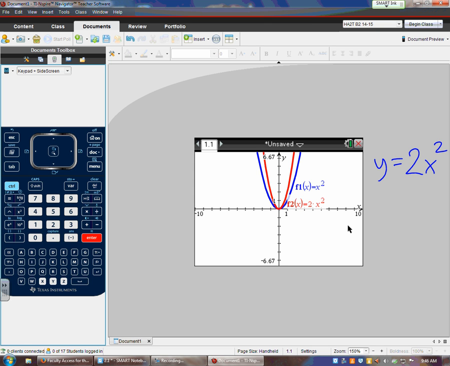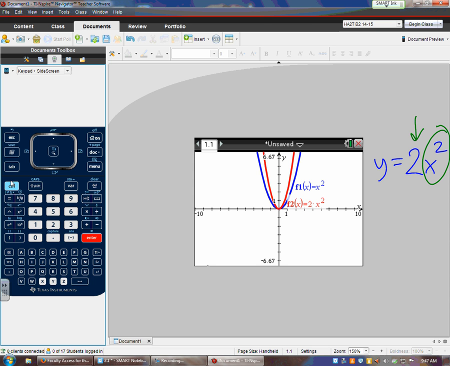It is vertically stretched because all of our y values, remember these were our y values previously, we're going to multiply all of them by 2. So all of our y values are 2 times as high. Each of your new y values is going to be double your original y values, x squared being your original y values.